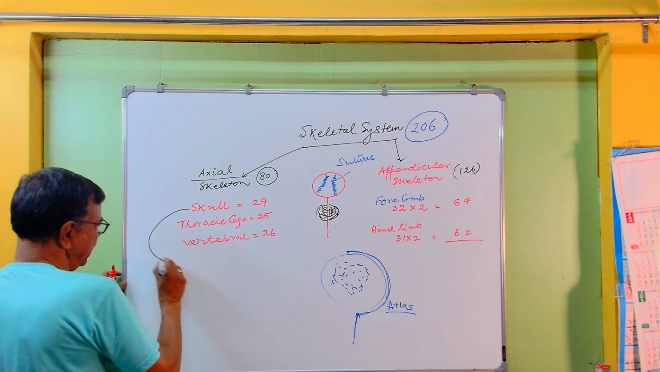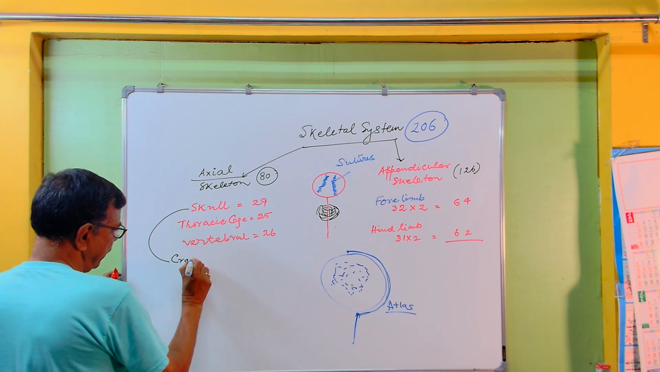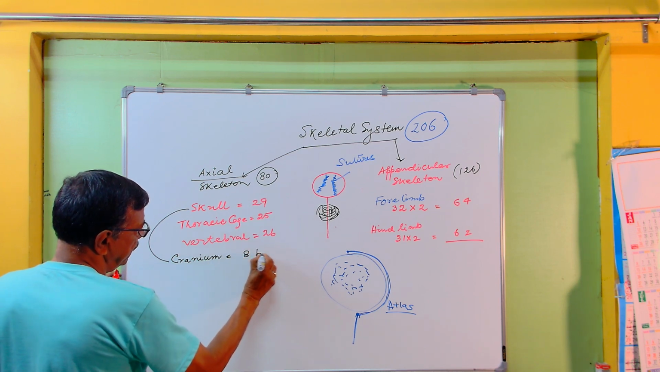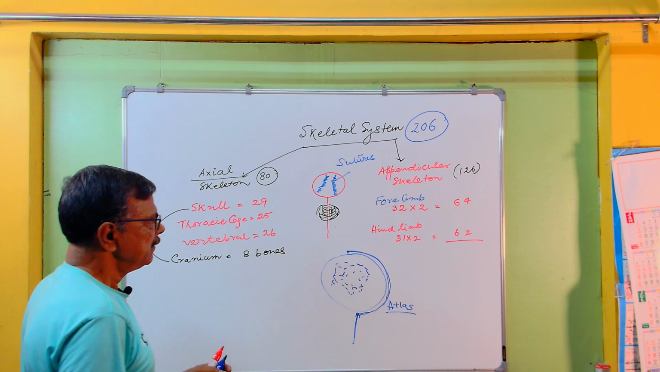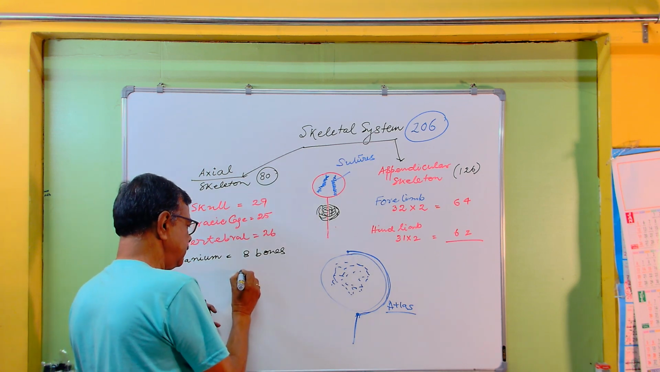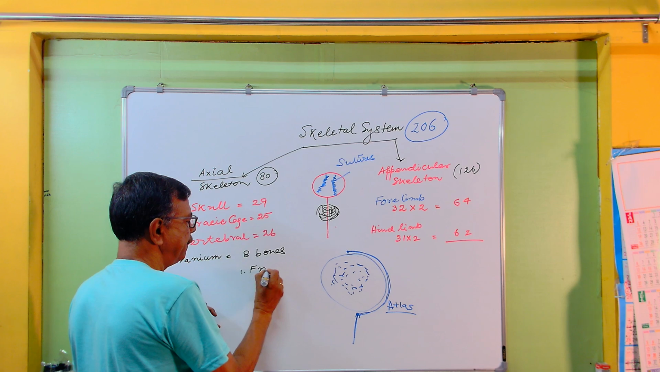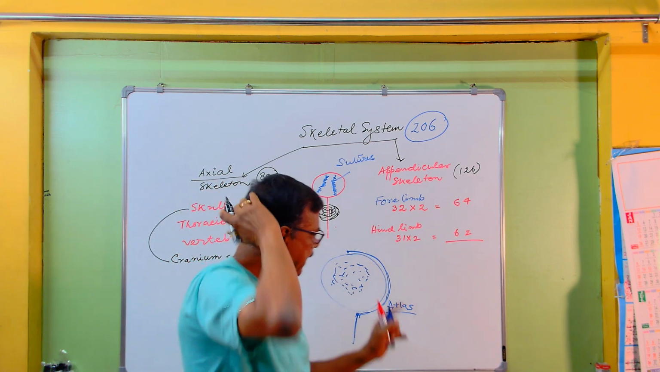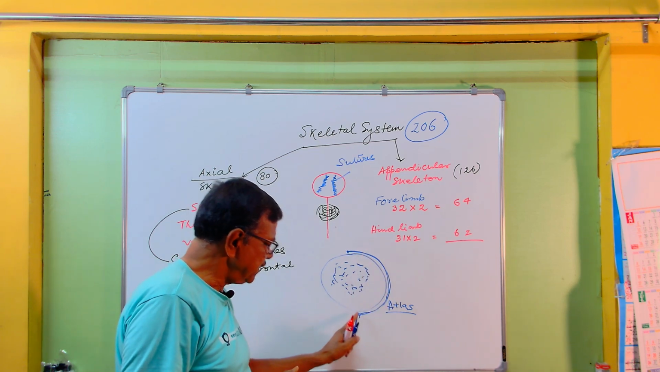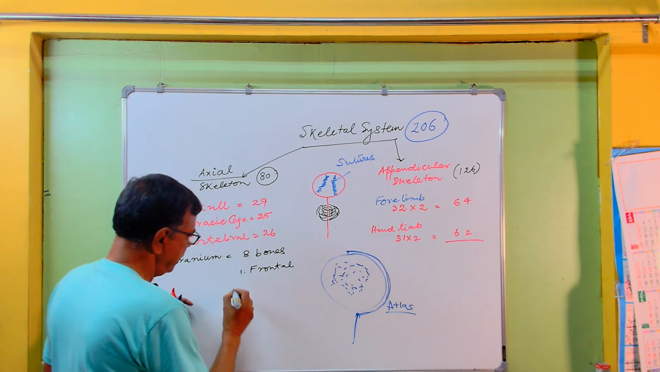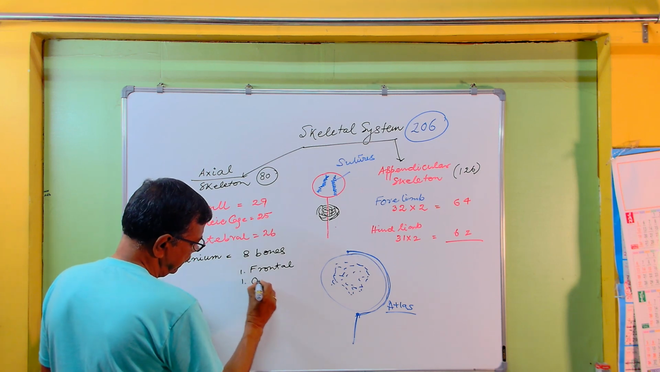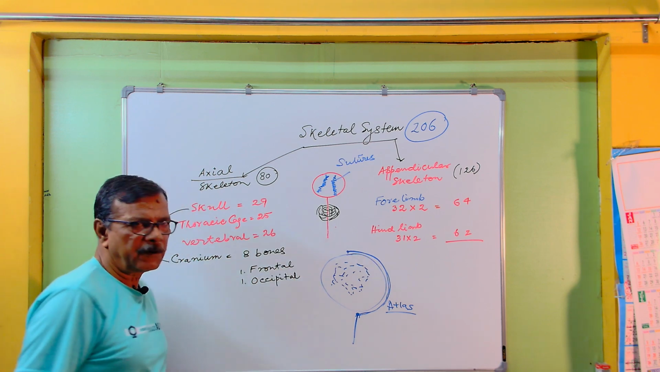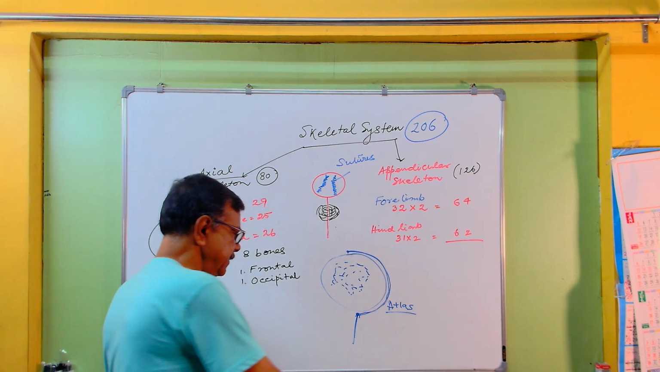So the skull consists of, again, the cranium. This cranium has 8 bones. On the front side, it has the frontal bones, and on the back side, this is known as the occipital bones. Frontal, occipital. Now, what is the parietal?